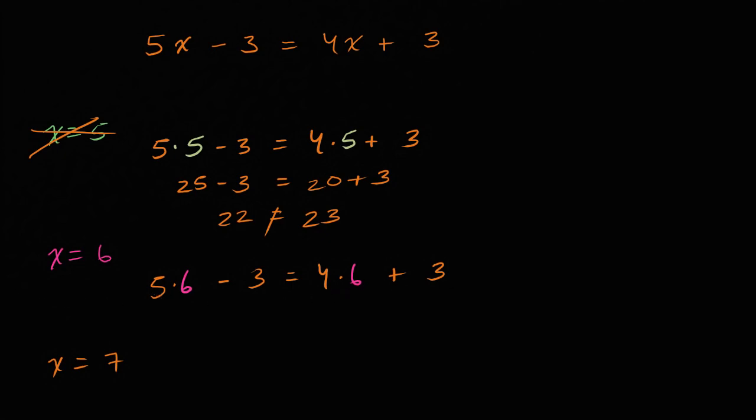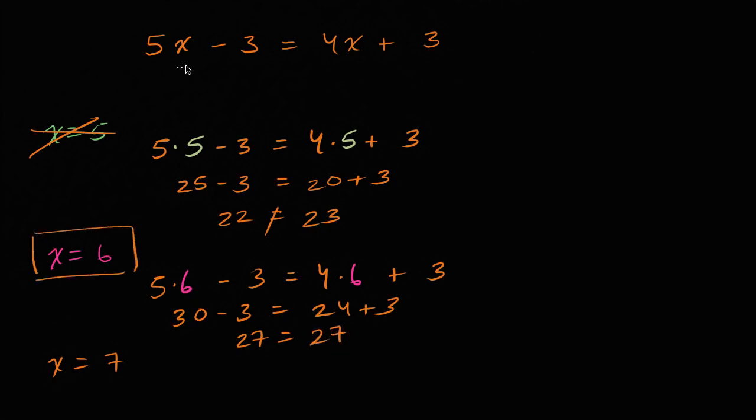What's 5 times 6? What's 30? Minus 3 needs to be equal to 4 times 6 is 24, and then plus 3. Well, this is true. 30 minus 3 is 27, which is indeed equal to 24 plus 3. It's equal to 27. So x equals 6 does satisfy our equation. It is a solution, and actually, as you will see in the future, the solution to this equation right over here. x equals 6 satisfies this.